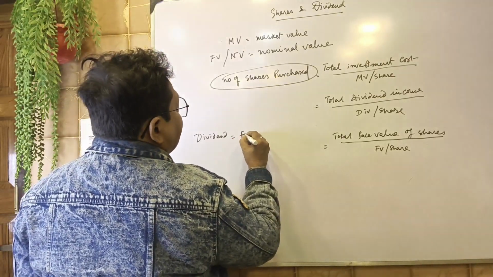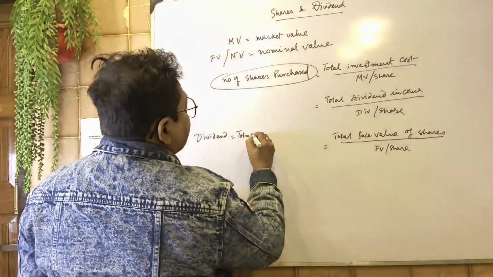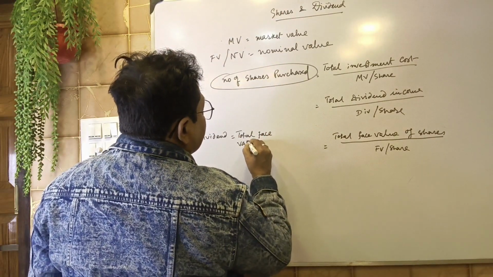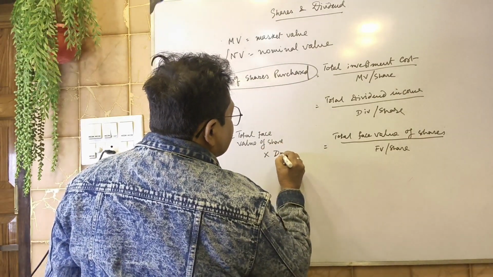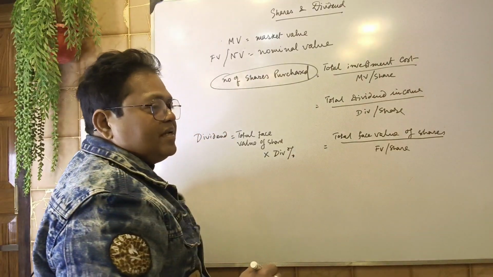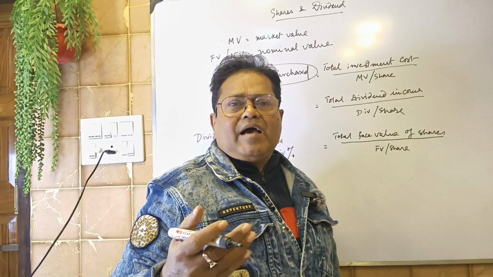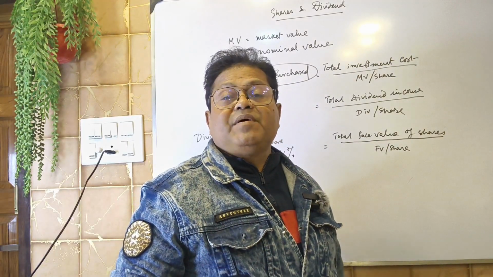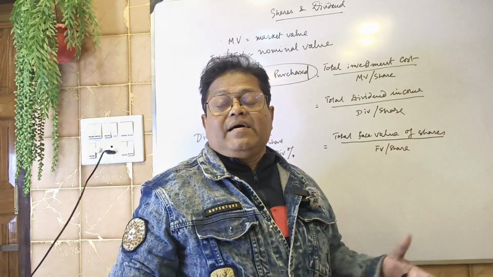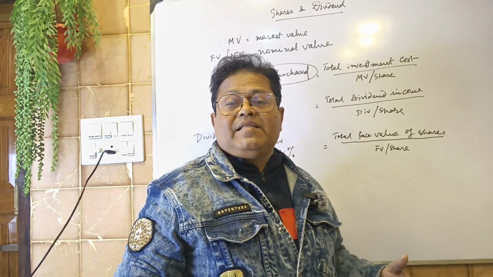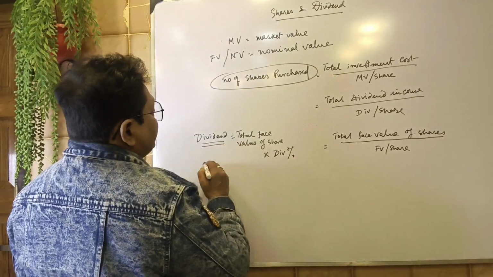Total dividend is equal to the total face value of shares into dividend percentage. There is a particular dividend percent. Suppose the company is in a very good position, it has a very high profit, then it will declare 12%, 13%, 15%. But if it is lower, then 8%, 5%, as the decision taken by the board of directors. So you will get the dividend or annual income.